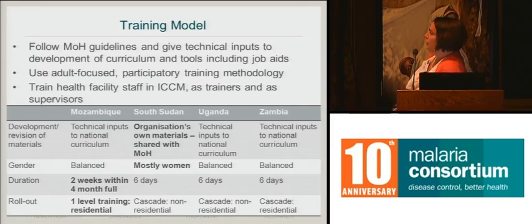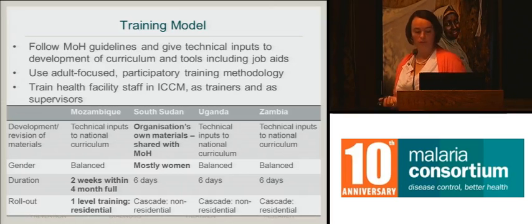And just to make the point, when you're thinking about cost and implementation, whether a training is residential or not makes a big difference. In most of the countries it was residential, with the exceptions: half of them were residential, and South Sudan and Uganda were non-residential.